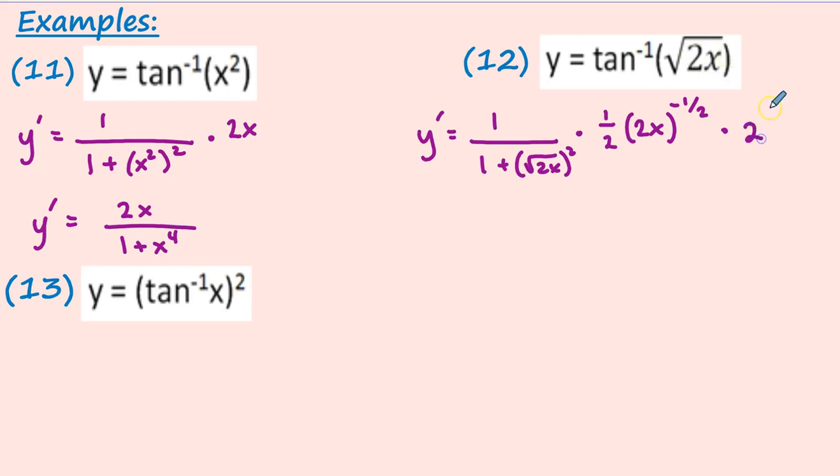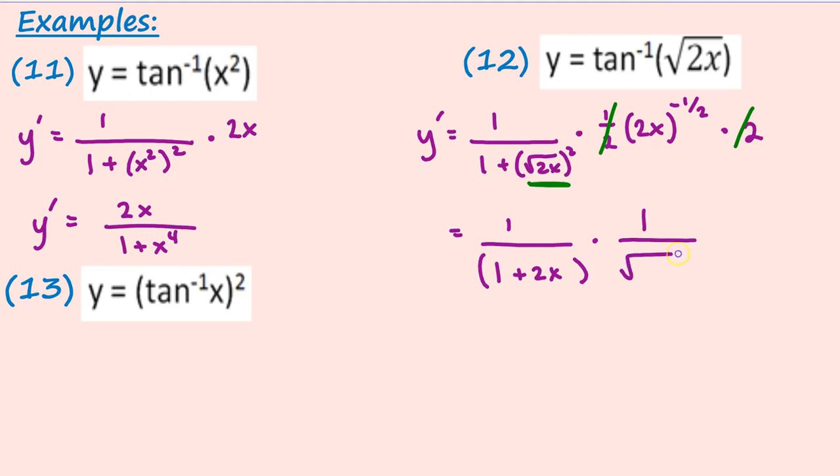times the derivative of the inside, so the derivative of 2x would be 2. So let's simplify that. We can cancel the 1/2 and the 2. And we can simplify this little radical that's squared and make that 1 over 1 plus 2x. And then, because we have a negative exponent, we can move that to the bottom, and because of the 1/2 power, let's think of it as a square root. So then if we want to write that all as one fraction, we have 1 over square root 2x times the quantity 1 plus 2x.